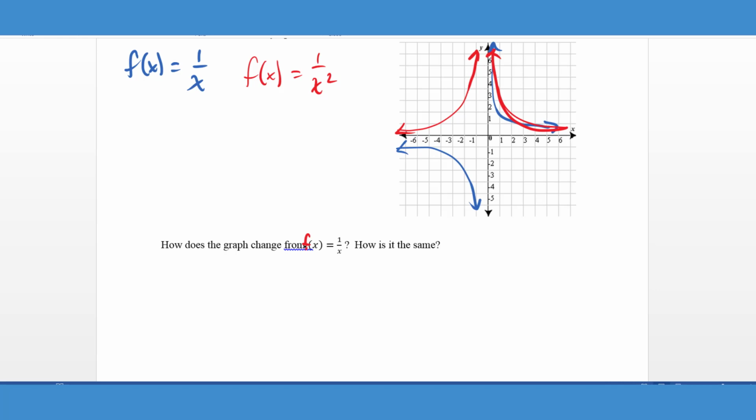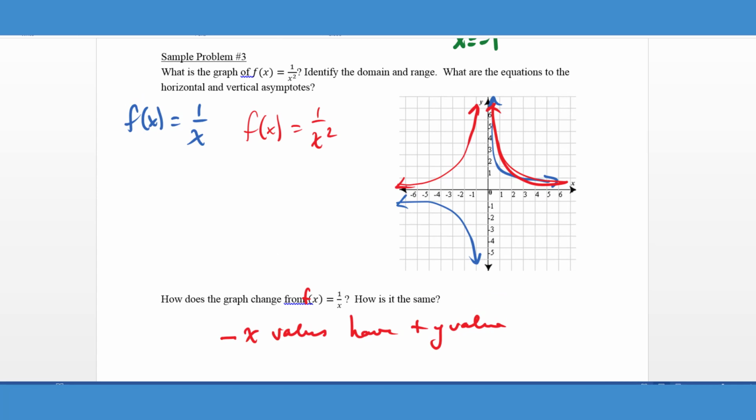How is it the same? Well, it's different because the negative x values now have positive y values. And so that would just be a good generic way to state that. And so it's kind of an interesting little graph, and you could also do that on your calculator as well. So, all right, that's a good quick look at some different types of graphing with reciprocal functions.